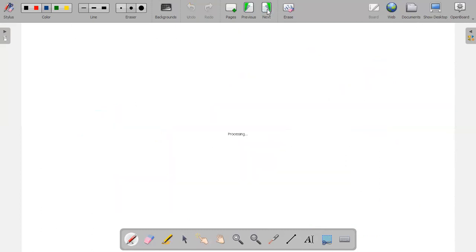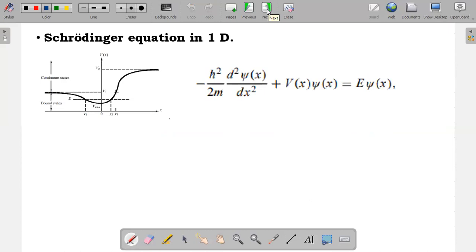Now, the basic equation is given by equation 1, that is minus h cross square upon 2m, d square of psi of x by dx square, plus V of x psi of x equal to E psi of x. Now the meaning of the symbols: V of x is the potential, psi of x is the wave function, d square upon dx square is the double derivative with respect to x, and h cross is the reduced Planck constant, h cross equal to h upon 2 pi.